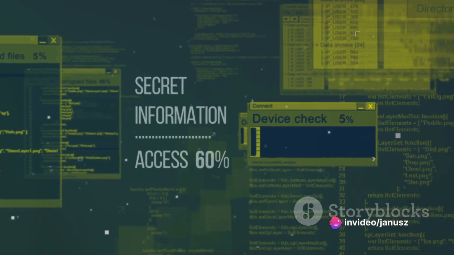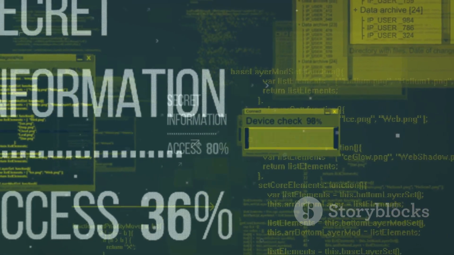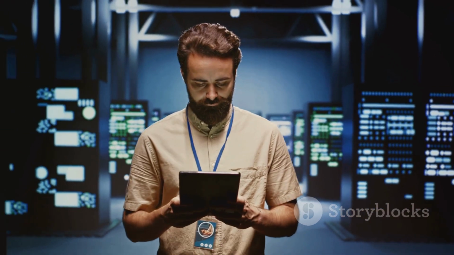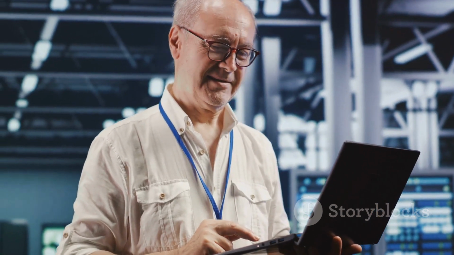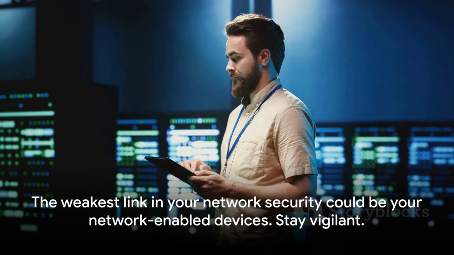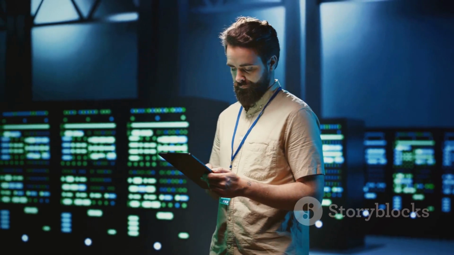It's like fitting together pieces of a puzzle. Each piece needs to be in the right place for the whole picture to make sense. And let's not forget, this process doesn't end with deployment. To ensure the ongoing security of our network, regular updates, monitoring, and maintenance of these devices are non-negotiable. It's a continuous journey of adjustment and improvement, much like steering a ship through ever-changing waters. Remember, the security of your network is only as strong as the weakest link. Make sure that link isn't your network-enabled devices.